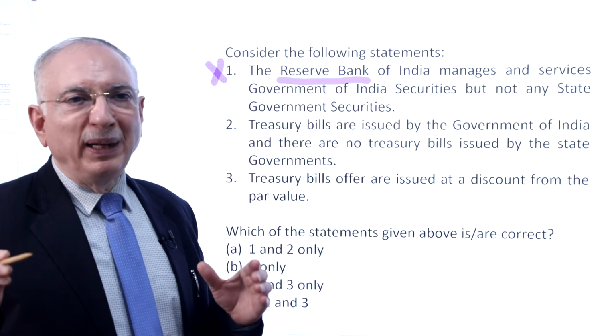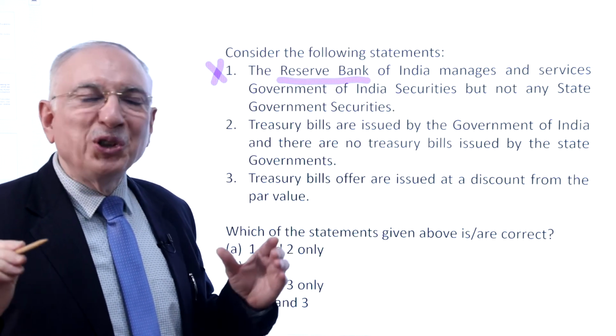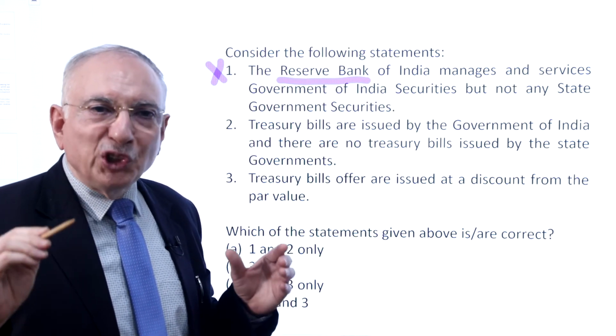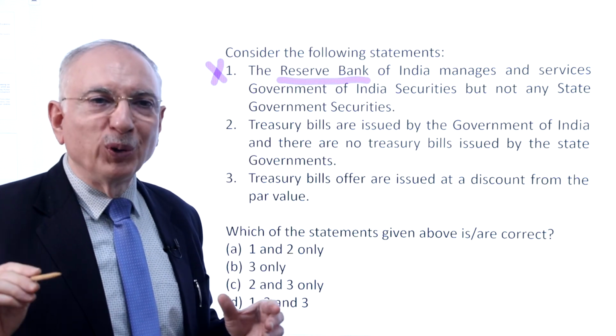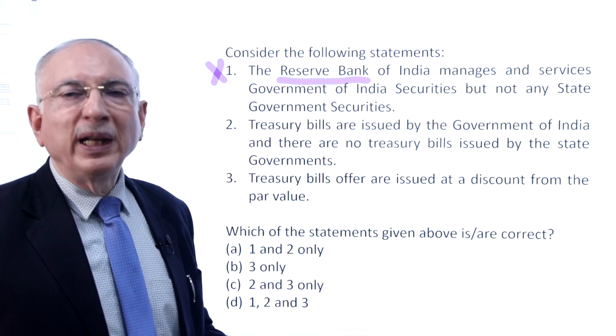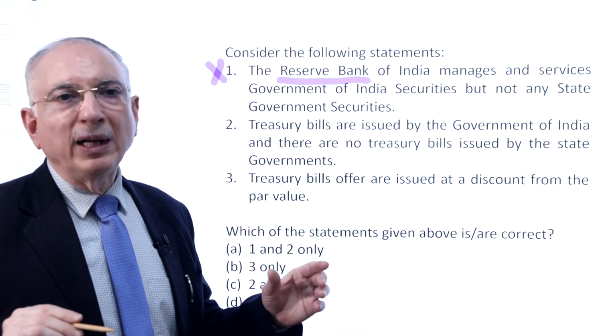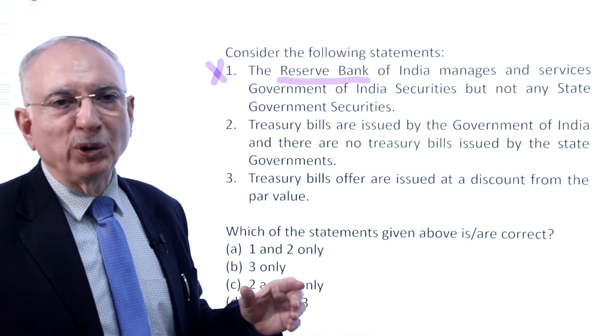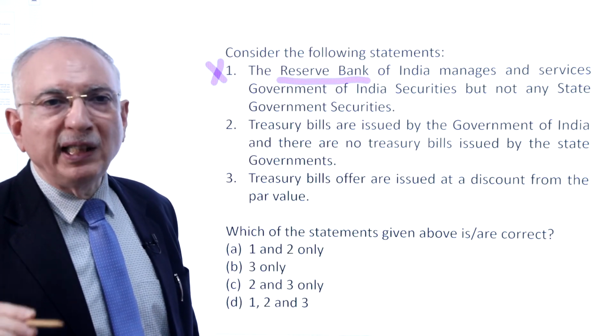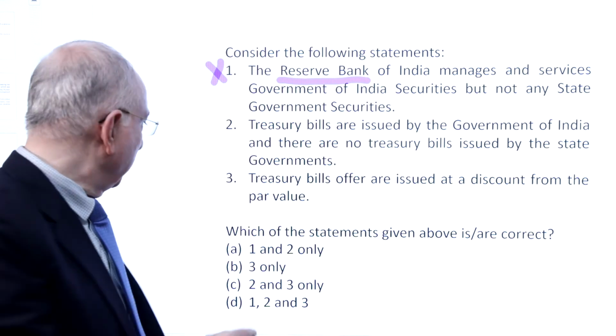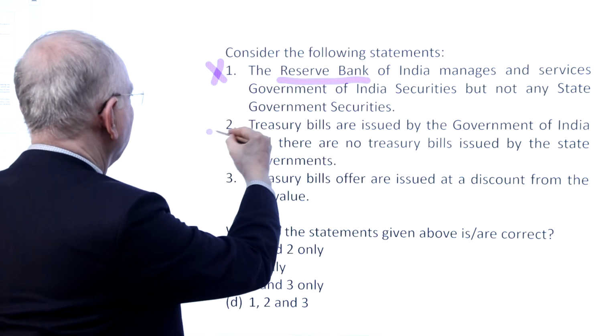Treasury bills or T-bills are short-term debt instruments issued by the government of India. These are zero coupon securities and pay no interest. They are issued at a discount and redeemed at par. That means the face value at maturity. Hence, statements 2 and 3 are correct. Therefore, option C is the correct answer.